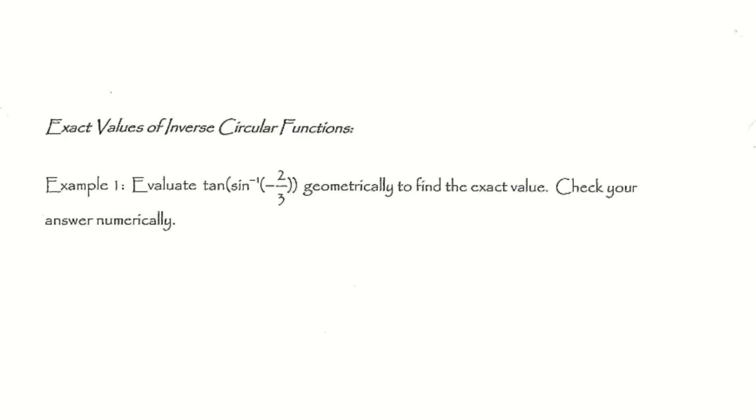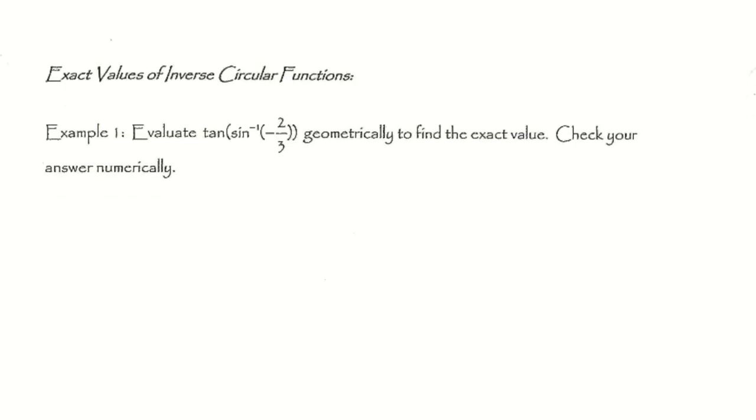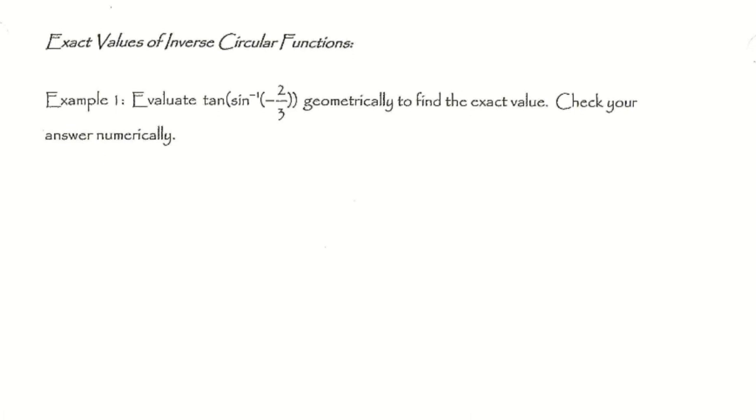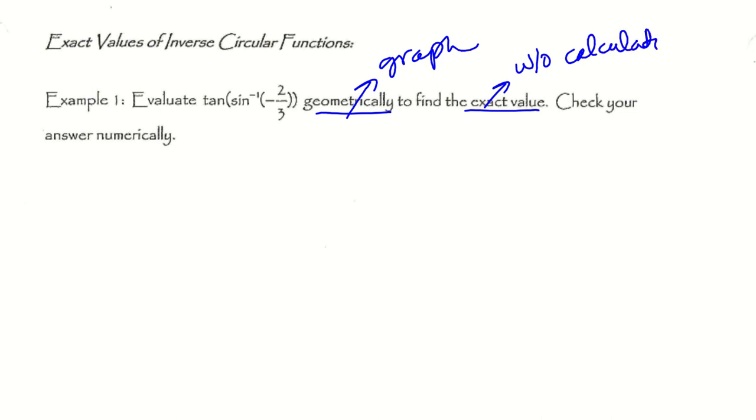So, moving on, this is how we're going to use this. Okay, so this is what we're getting to. We want to evaluate the tangent of the inverse sine of negative 2/3 geometrically. Okay, so we're going to do this from a graph, in order to find the exact value, and the exact value means we're going to do that without a calculator. And then we'll check our answer numerically, that means with our calculator. So this is how this is going to work.